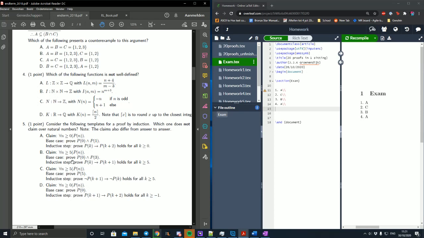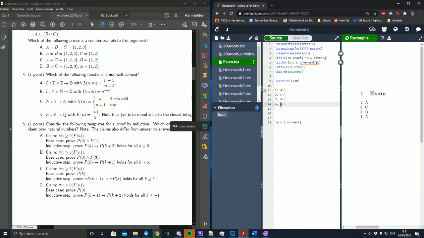So if this had proven p of 5 and this, then it would be correct. But because we only prove that this holds for everything greater than or equal to 5, we cannot use these base cases. If this said holds for all k greater than 3, then we could deduce that 5 also holds, and that will work. But because this starts at 3 and 0, this couldn't hold in any way.